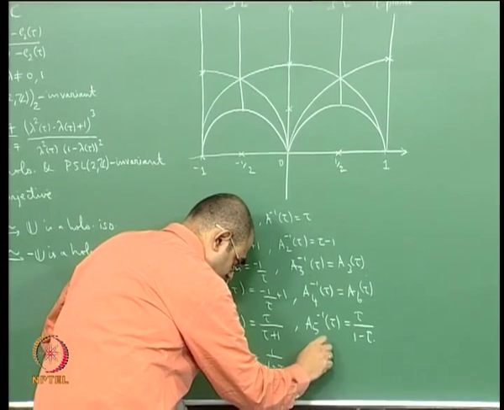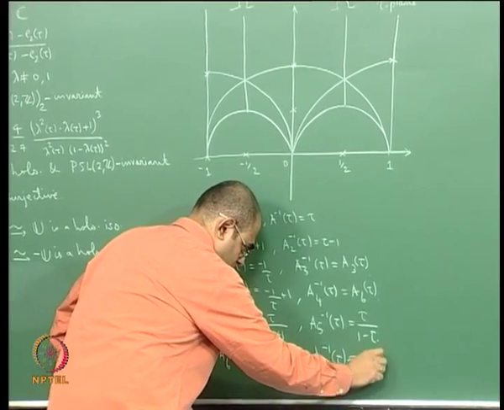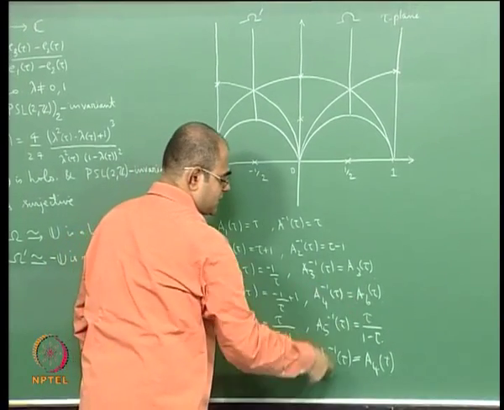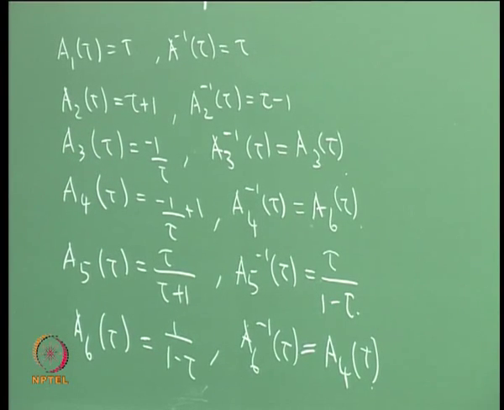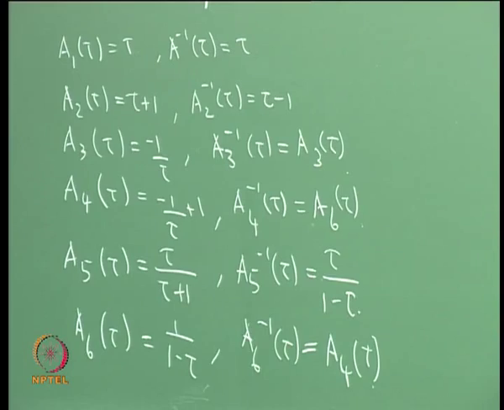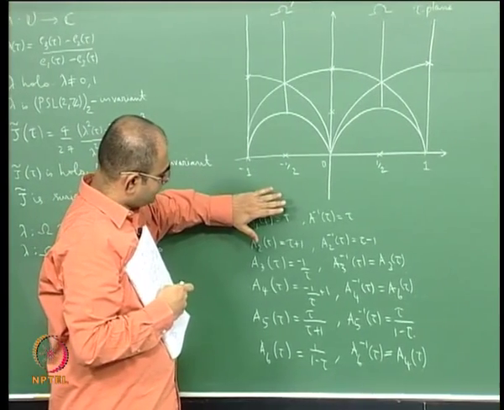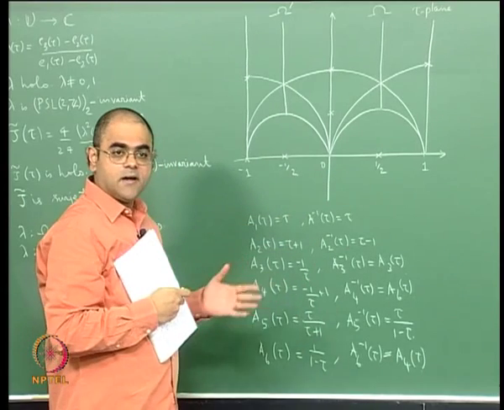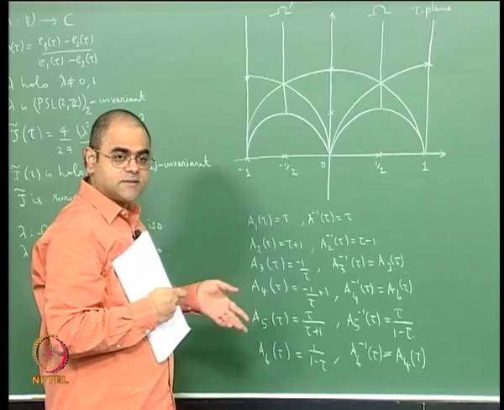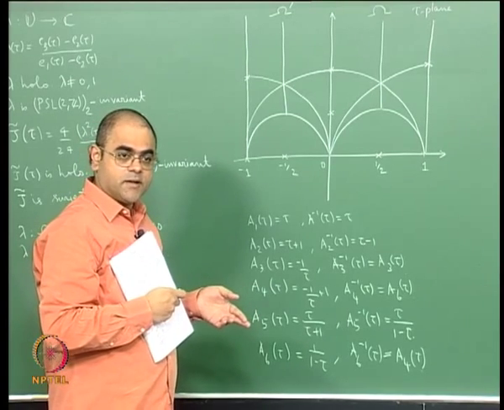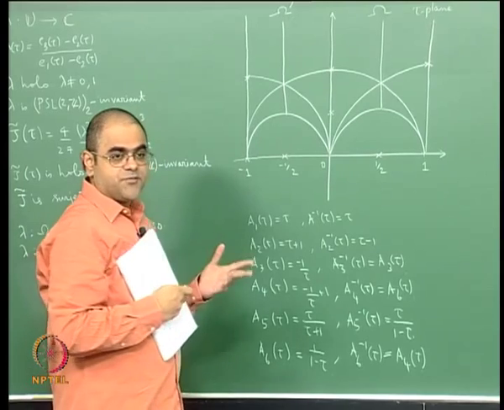A6 inverse of tau is just A4 of tau, because A4 inverse is A6, A6 inverse is A4. Okay, and the point was, if you take 6 of these, then if you read them mod 2, you get all the 6 elements of PSL2 with entries in Z mod 2Z. Okay, so that is entries 0 or 1.